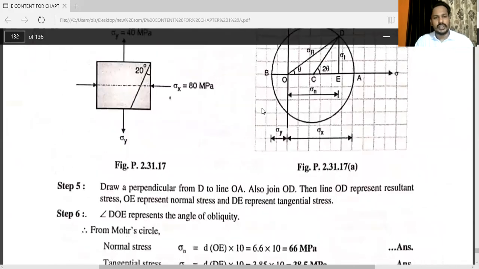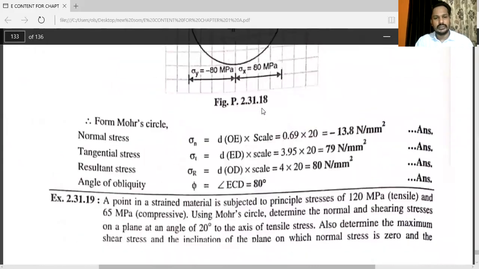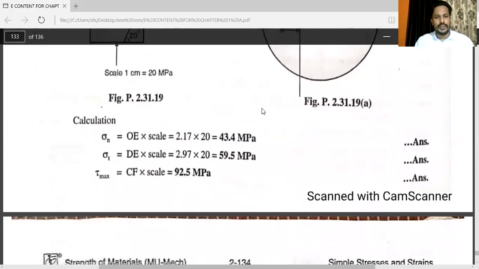So here we completed principal stresses and strains by using the analytical as well as the graphical method.